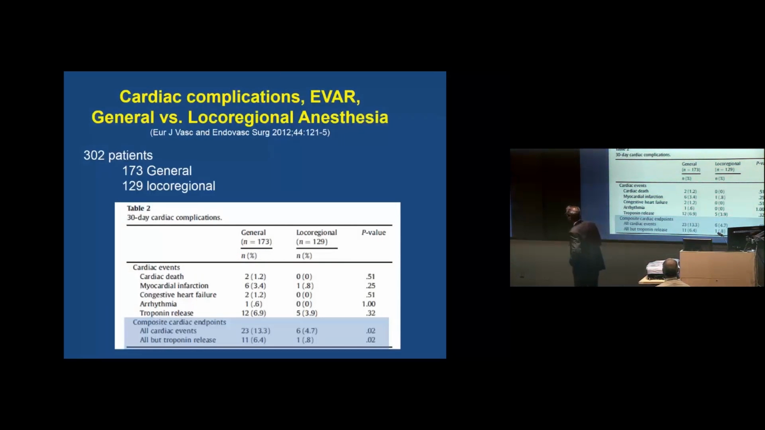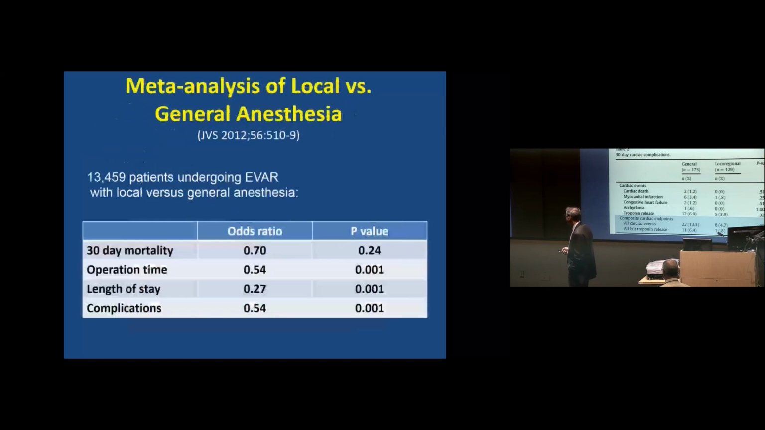And this is an analysis of cardiac complications of patients undergoing endovascular repair under local anesthesia. What they found was that compared to general anesthesia, overall cardiac events were significantly lower, 5% in the local group versus 13% in the general group. And if they dropped troponin release and only looked at cardiac death, MI, congestive heart failure, or arrhythmias, there was only 0.8% of those significant cardiac events with local anesthesia versus 6% with general, suggesting that there may be some advantage, at least in the elective population, to use local anesthesia for endovascular aneurysm repair.